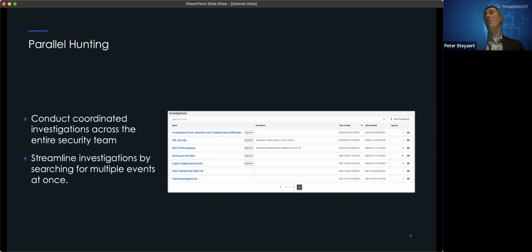Going further to that, parallel hunting capabilities, it's really that ability to conduct coordinated investigations across the entire security team, knowing who created the investigation, when it was created, and how many queries are tied to that investigation. It's always good to put a description of what you're looking for in that investigation, right? And it allows you to streamline investigations by searching for multiple events and multiple things at a single point in time.